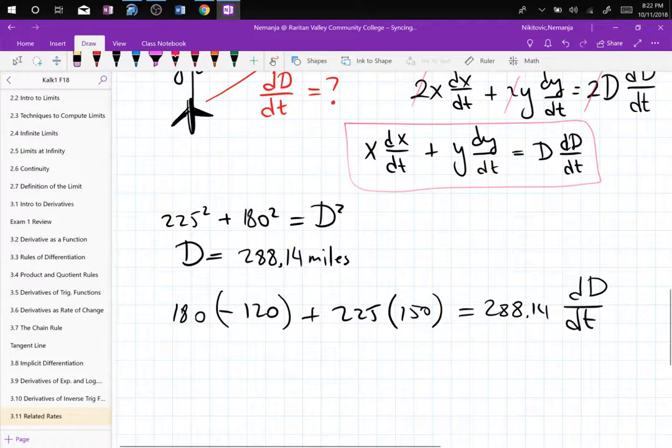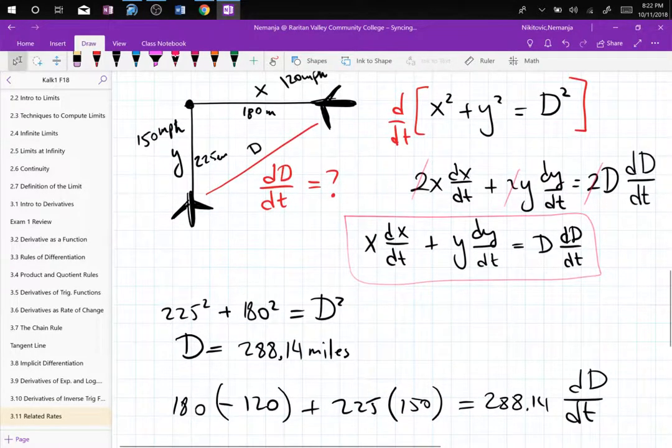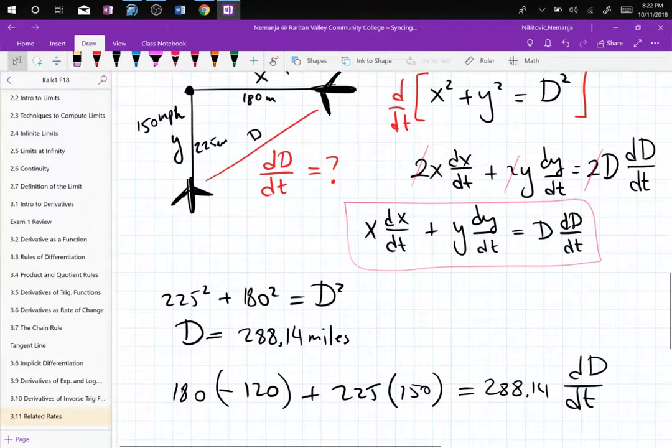So let me read one more time. Two small planes approach an airport, one flying due west at 120, the other one flying due north at 150. Assuming they fly at the same constant elevation, how fast is the distance between the planes changing when the westbound plane is 180 miles from airport and the northbound plane is 225? Okay, so what is the issue here?